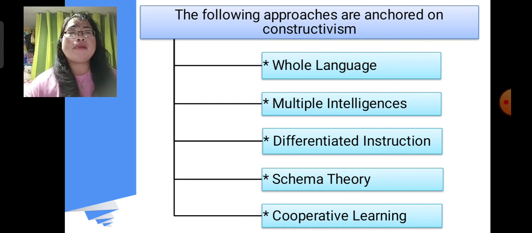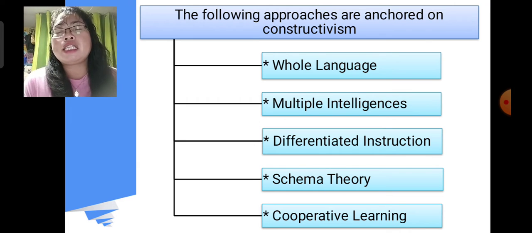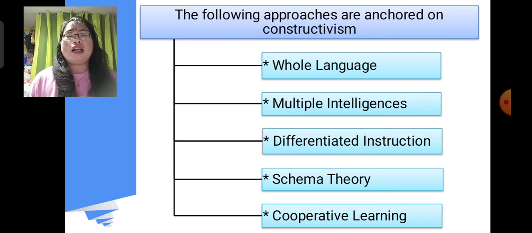The next one is the schema theory. A schema describes an organized pattern of thought or behavior that organizes categories of information and the relationship among them. It can also be described as a mental structure of preconceived ideas, a framework representing some aspects of the world, or a system of organizing and perceiving new information.